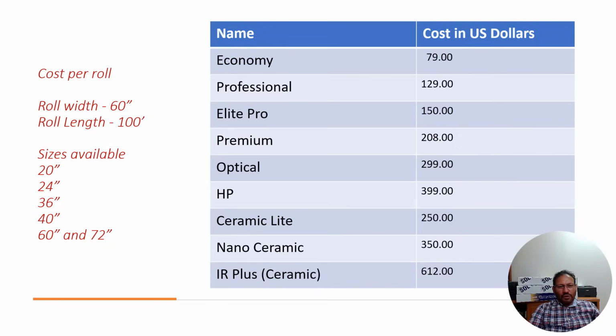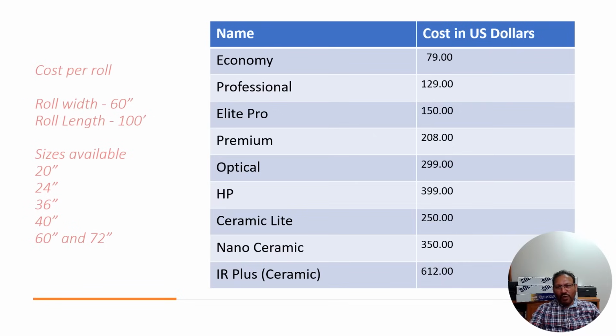Here is the cost per roll. The roll width which we are talking about is 60 inches. The roll length is 100 feet long. The other sizes available, of course, are 20 inches by 100, 24 inches by 100, 36 inches by 100, 40 inches by 100, 72 inches by 100, and then some partial rolls you can buy at 25 feet, 50 feet, 75 feet in 60-inch width or a 72-inch width. This is the cost as of today.